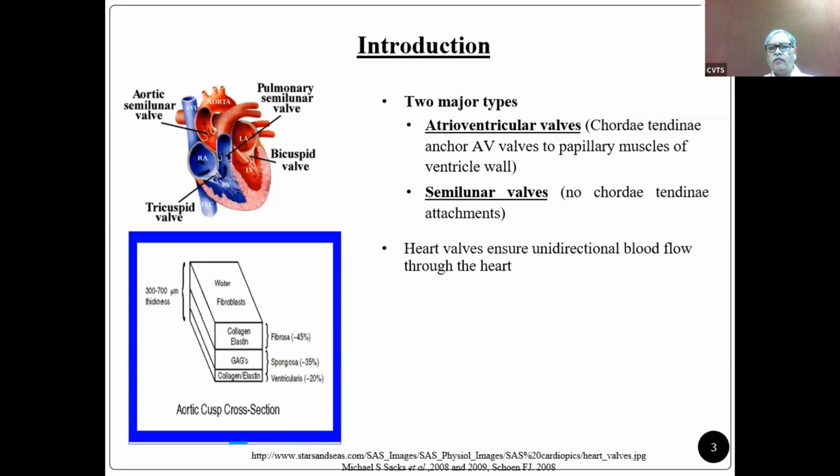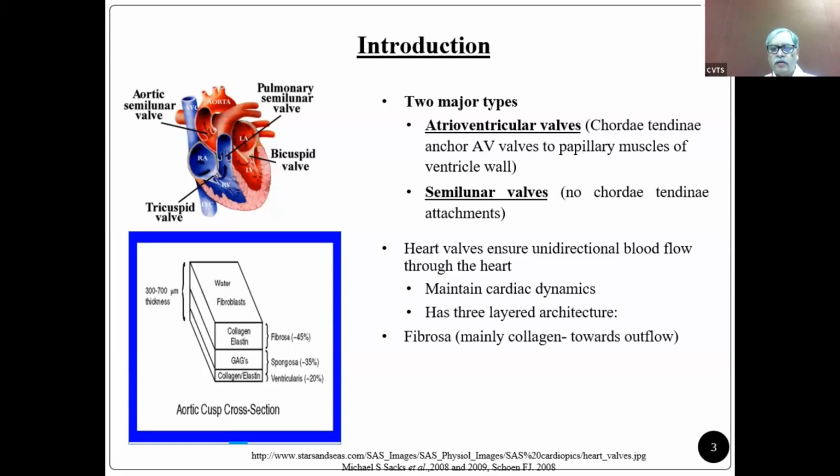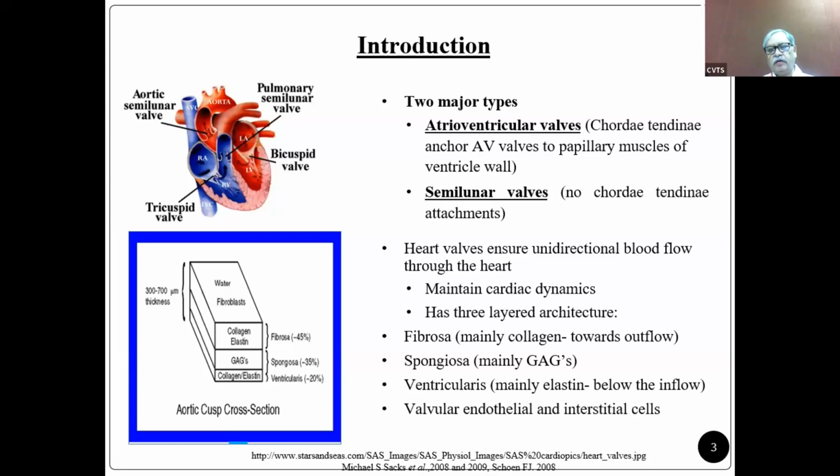The heart valve ensures unidirectional flow. That is the quality of the tissue, that it has to go only unidirectional. It maintains cardiac dynamics and has a three-layer architecture, as I told you. Fibrosa, mainly collagen, towards the outflow. Spongiosa, mainly toward the GAG. Ventricularis, mainly elastin, below the inflow. And valvular endothelial and interstitial cells are also among that.